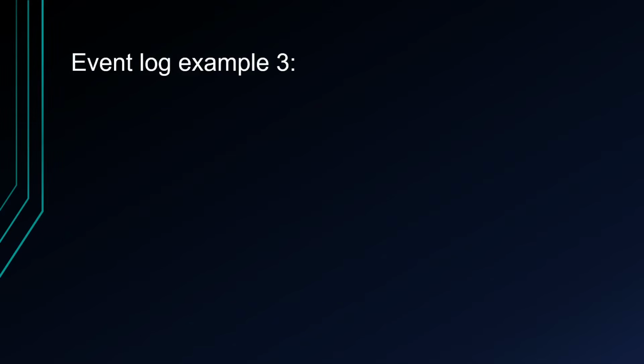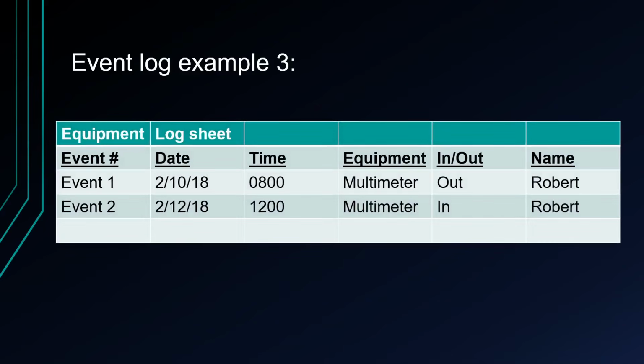Now this is going to be an example of an equipment log. So this is going to record equipment sign in and sign out events. We look here in the third row again. On the 10th of February 2018 at 8 a.m., a multimeter was signed out by Robert. And then we see on the fourth row, event 2, 2 days later, 12th February 2018 at 12 o'clock, a multimeter was signed in by Robert. So he returned the multimeter 2 days later.